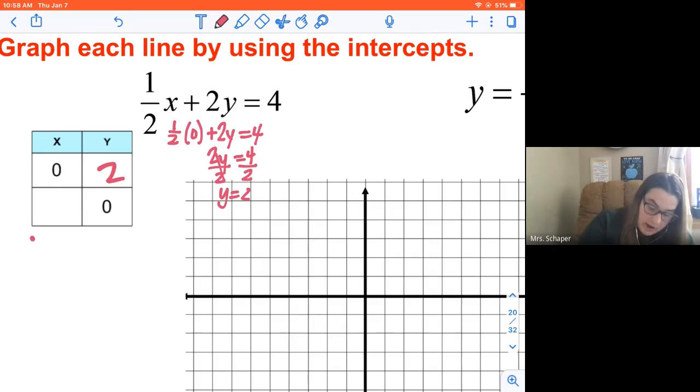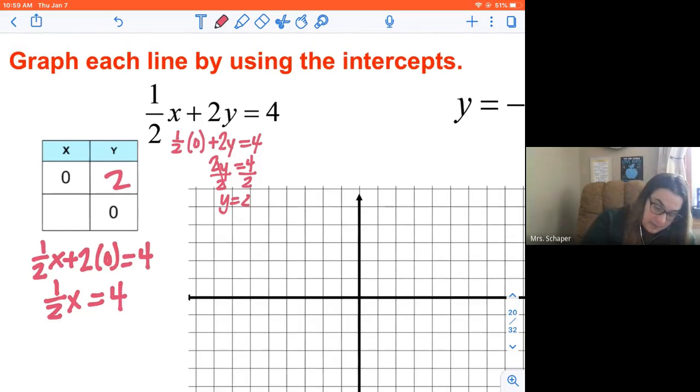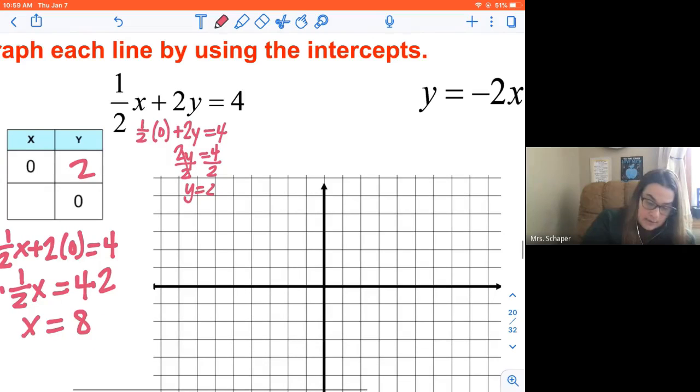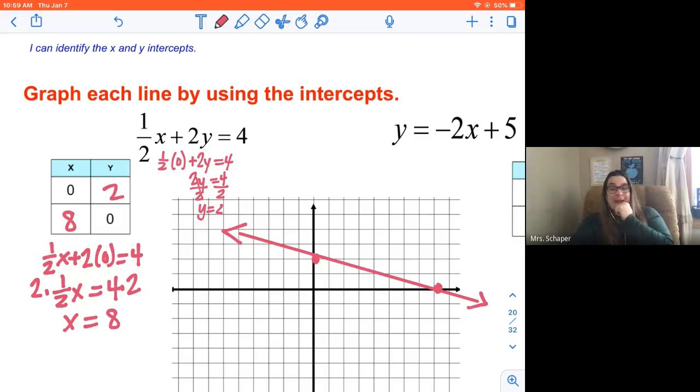When y is 0, I've got 1/2 x plus 2 times 0 equals 4. 1/2 x equals 4 because 2 times 0 is 0, right? And then to figure out what x equals, I'm going to multiply both sides by the reciprocal of the fraction, so times 2. So x equals 8. So when x is 8, y is 0. When x is 0, y is 2. So I'm going to plot those 2 points, 1, 2, 3, 4, 5, 6, 7. Here's my 8, 0. Here's my 0, 2. Okay. I'm going to draw my line through it. There we go.